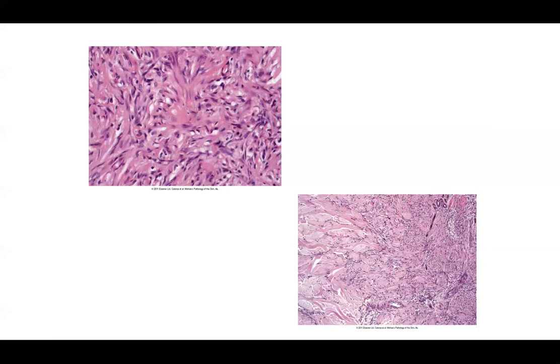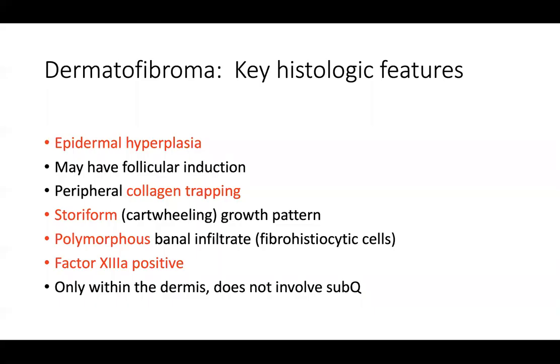Both DFSP and DF don't show a lot of cellular atypia. It's hard to appreciate, and so you really have to base it on architecture and immunohistochemical phenotype. So this is DF. Polymorphous banal infiltrate really just refers to the fact that you don't see a lot of atypical cells in a DF, but even in DFSP, I've found that the cells are pretty thin, and it's hard to assess nuclear pleomorphism or cellular atypia.